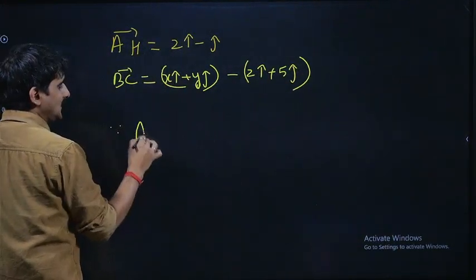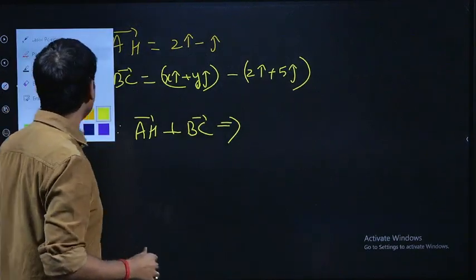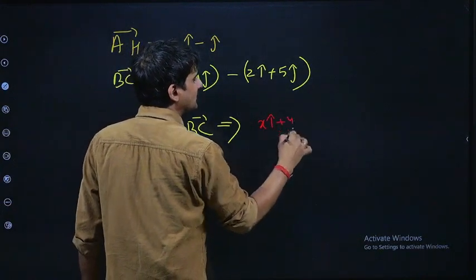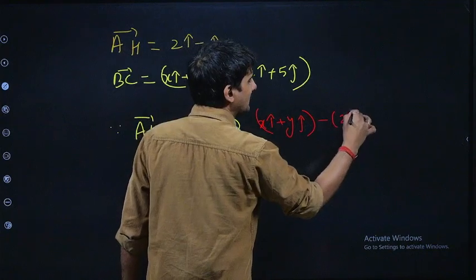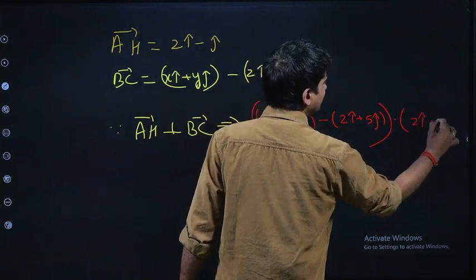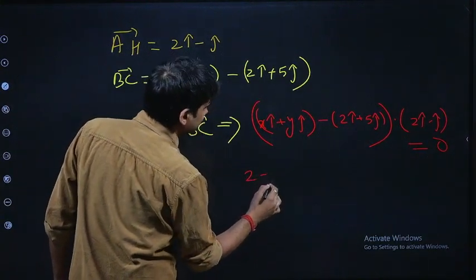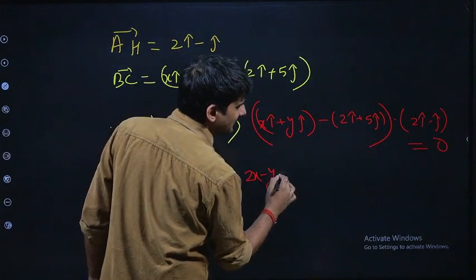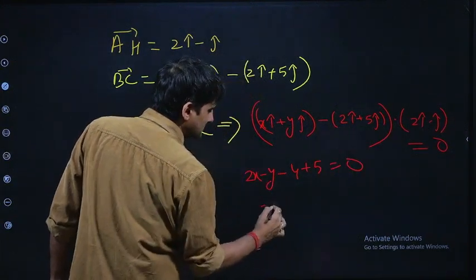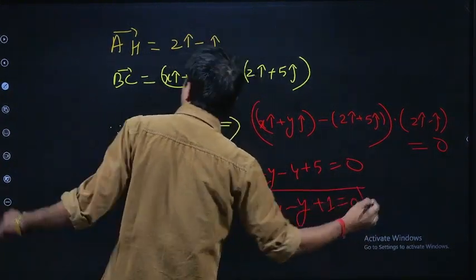Since AH vector is perpendicular to BC vector, doesn't that mean their dot product should be 0? Of course, the dot product will be 0. So if I take the dot product of (x minus 2)i cap plus (y minus 5)j cap with 2i cap minus j cap, that's 0. That will give us a relation: 2x minus y minus 4 plus 5 equal to 0. So one relation is 2x minus y plus 1 equal to 0.